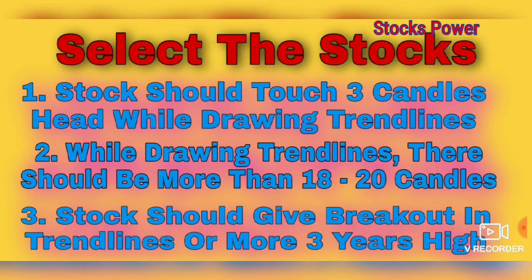So the third step is select the stocks. How to select the stocks? Stock selection has 3 important things we have to keep in mind. First, the stock should touch 3 candle highs while drawing trend lines. Second, while drawing trend lines there should be more than 18 to 20 candles in one trend line. Third, the stock should give a breakout in the trend line or a 3 year high. The stock should give a breakout after 4 to 5 years, or it should give a breakout in the trend line.